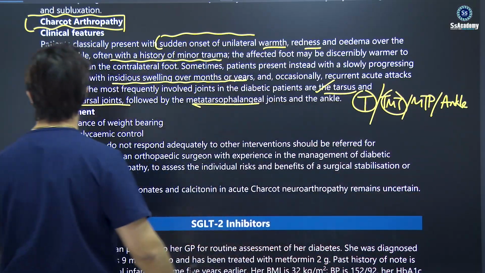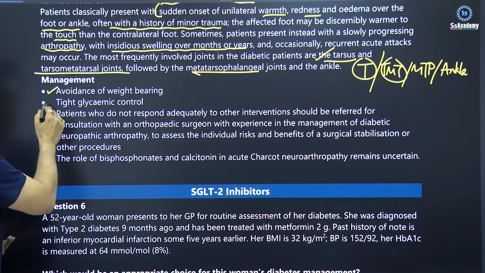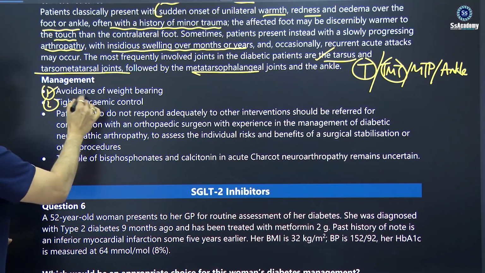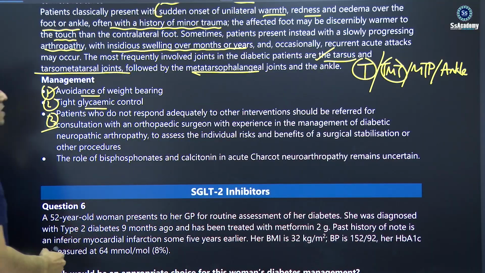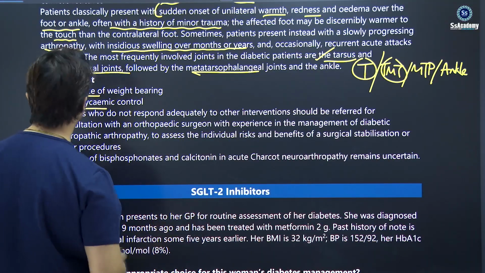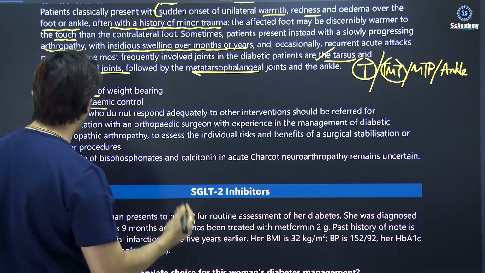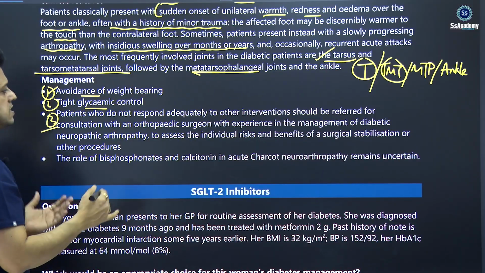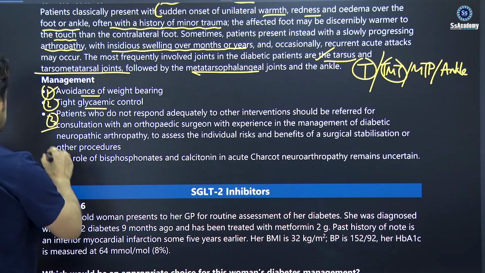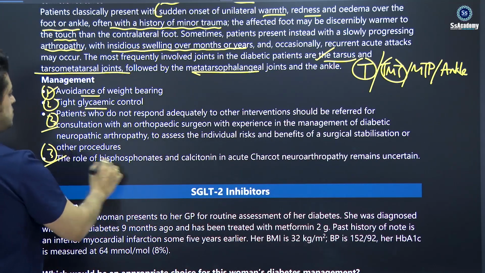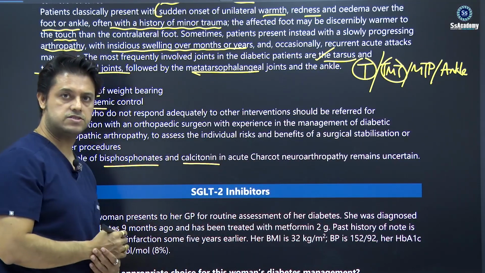Management: number one, avoidance of weight bearing, of course; number two, tight glycemic control; and number three, patients who do not respond adequately to other interventions should be referred for consultation with an orthopedic surgeon with experience in the management of diabetic neuropathic arthropathy, to assess the individual risks and benefits of surgical stabilization or other procedures. The role of bisphosphonates and calcitonin in acute Charcot's remains uncertain.